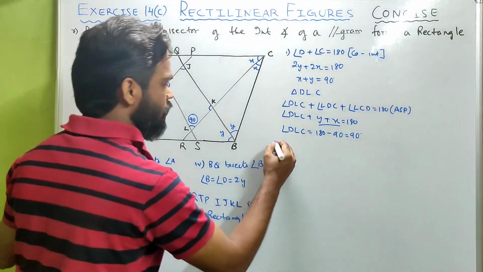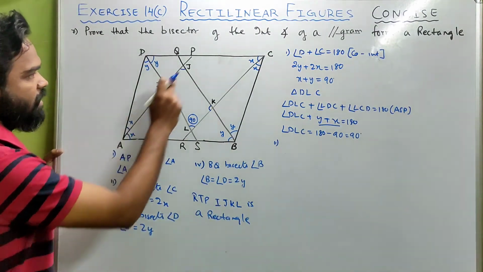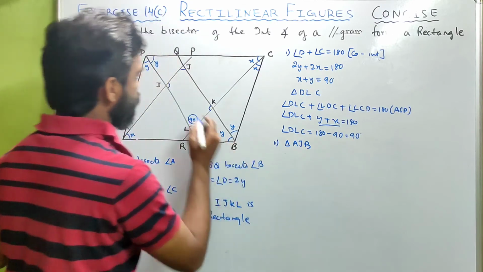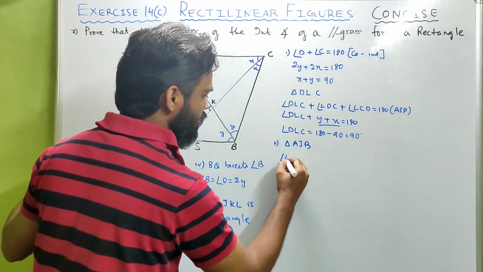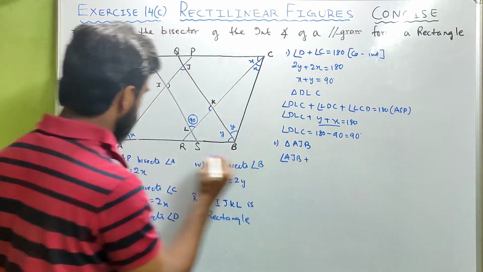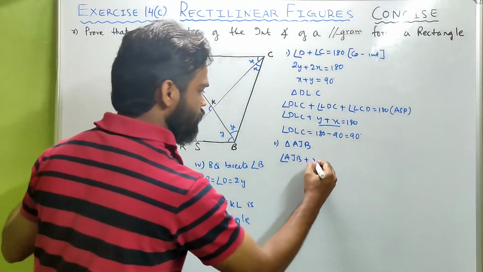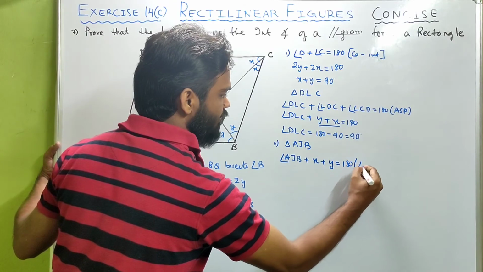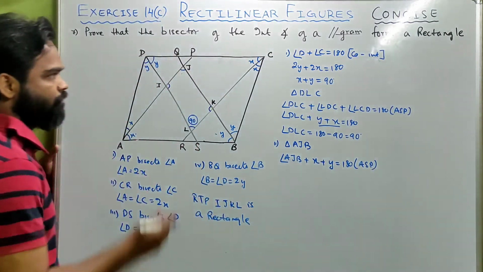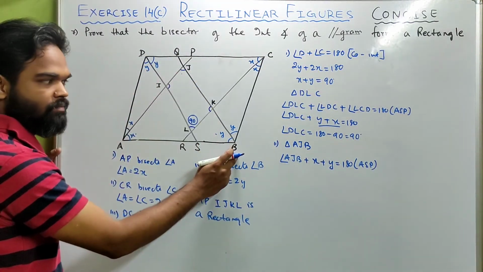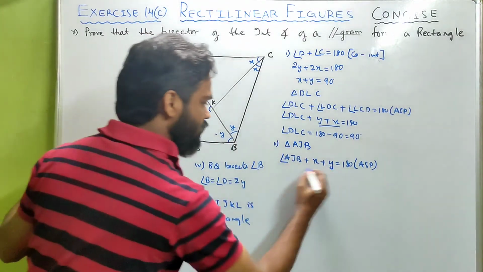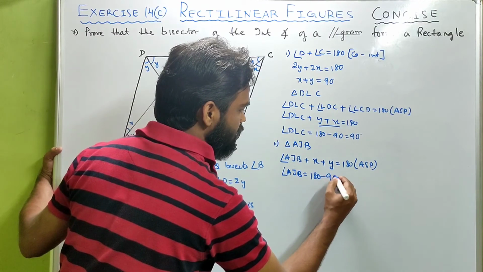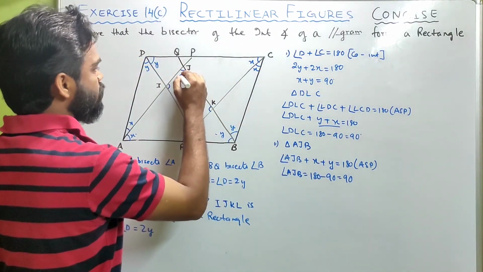Now look, in triangle AJB, again, this angle which is angle AJB plus this angle which is x plus this angle which is y is equal to 180. That's the angle sum property. Now x plus y is 90 degrees. So angle AJB equals 180 minus 90, that's 90 degrees. So we got this as 90.